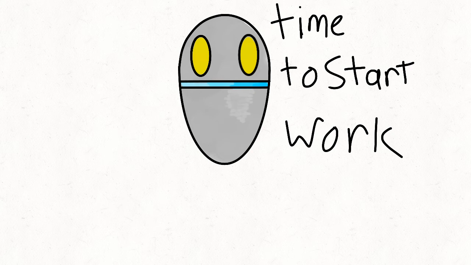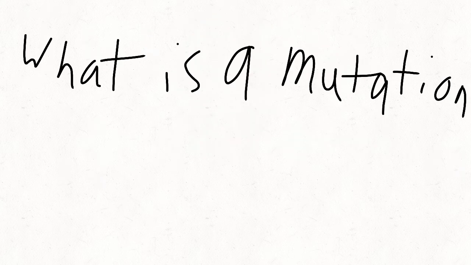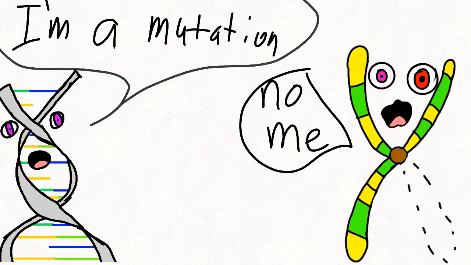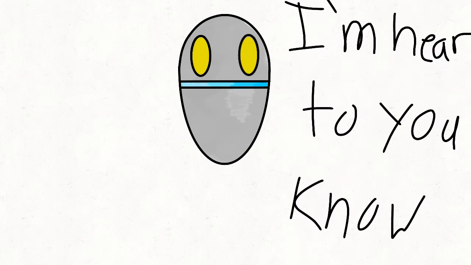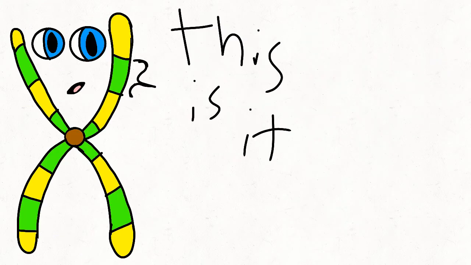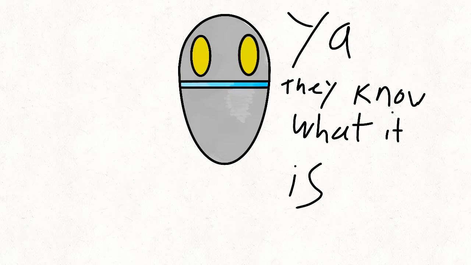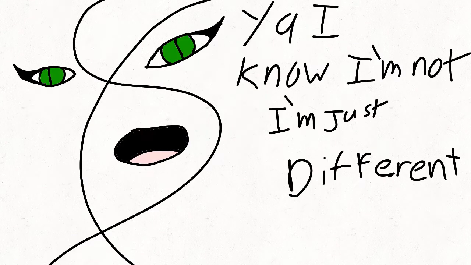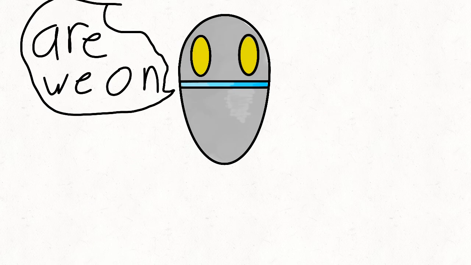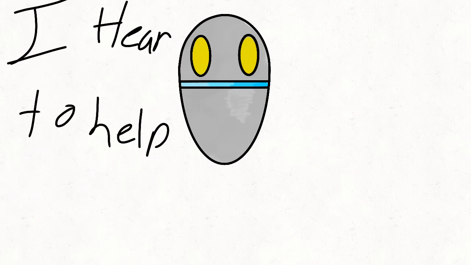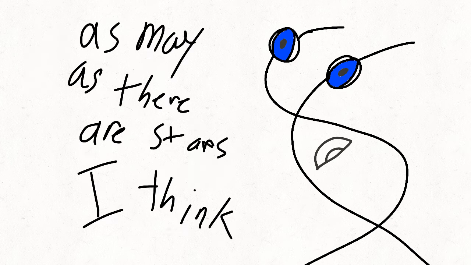To start, we need to talk about just what a mutation actually is. A mutation is a change in the nucleotide base sequence of a gene or DNA molecule. So now that we know what a mutation actually is, you guys are probably wondering what are the types and how many different types are there?